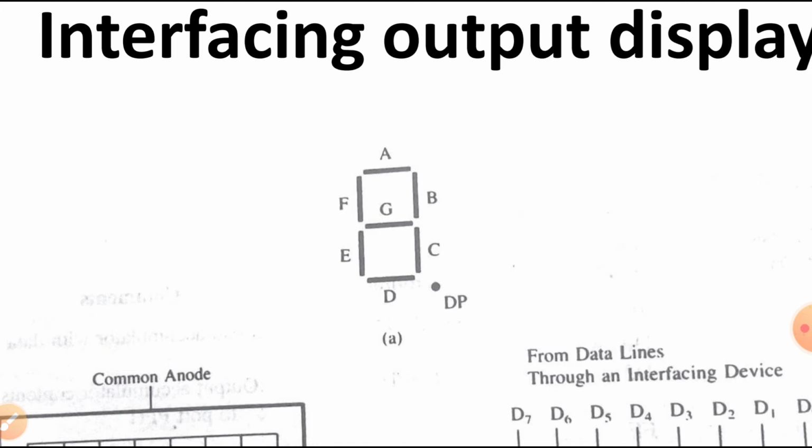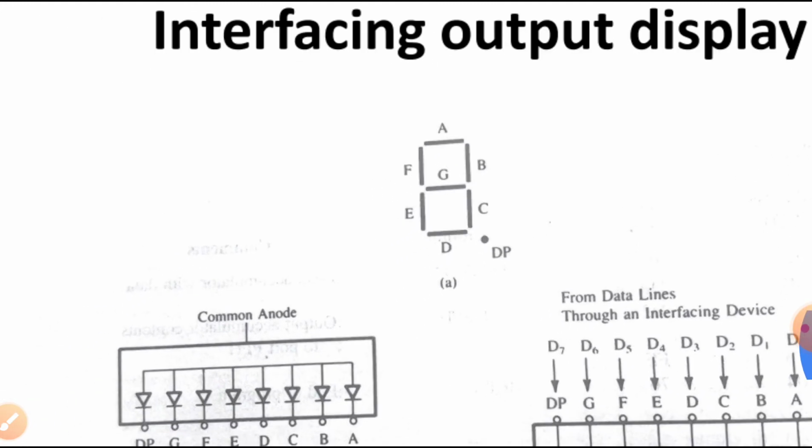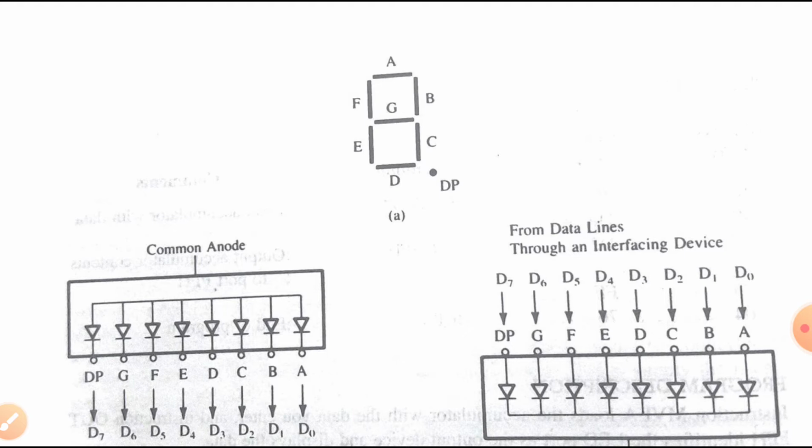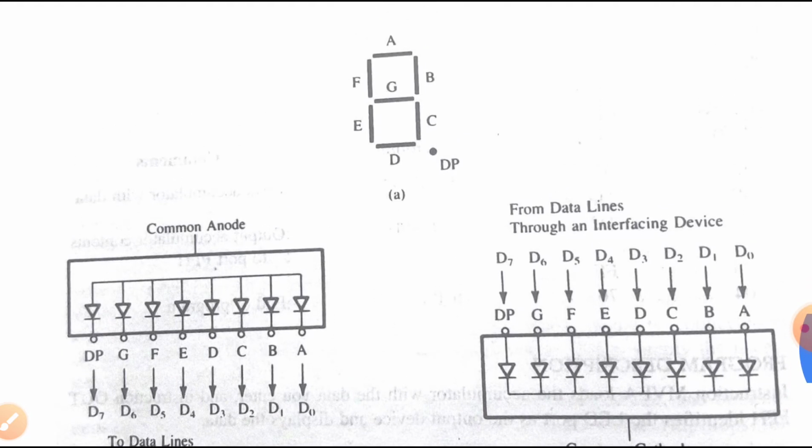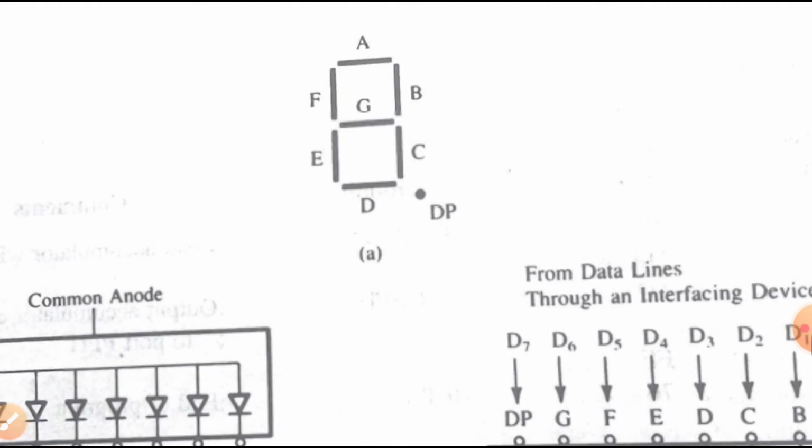So 7 segment LEDs are categorized into 2 groups. There are 2 kinds of LED: one is common anode and the other is common cathode. And all these 7 segments, A to G, are connected to the data lines D0 to D6 respectively, and the decimal point is connected to the data line D7, if the decimal point is to be used.